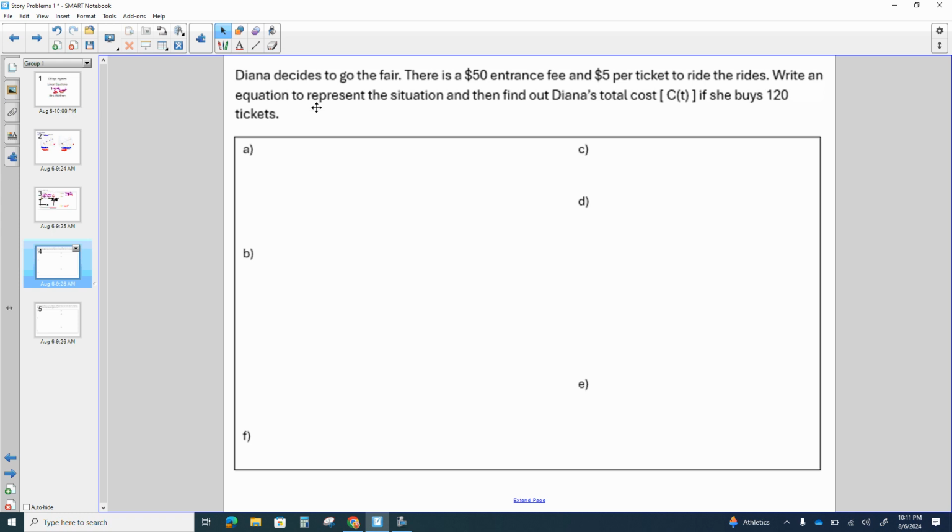All right, so Diana decides to go to the fair. There's a $50 entrance fee and a $5 per ticket. So I know those are going to be numbers I'm going to use in my equation. I need to write an equation to represent the situation and then find out Diana's total cost. And then it gives me this. That's actually very important. What that means is I don't get to choose my variables. They're given to me in this scenario.